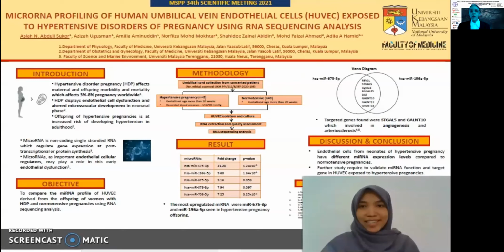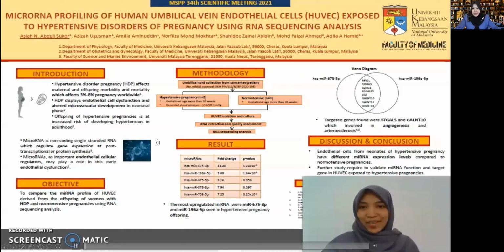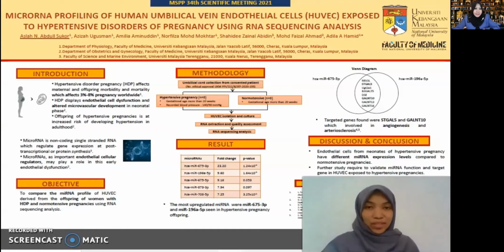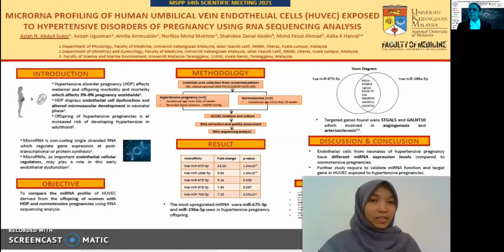The floor is yours. Assalamualaikum and hello, my name is Aslah from University of Asia. I'm presenting this poster with part of my co-authors and our presentation entitled MicroRNA Profiling of Human Umbilical Vein Endothelial Cells (HUVEC) Exposed to Hypertensive Disorder of Pregnancy using RNA Sequencing Analysis.